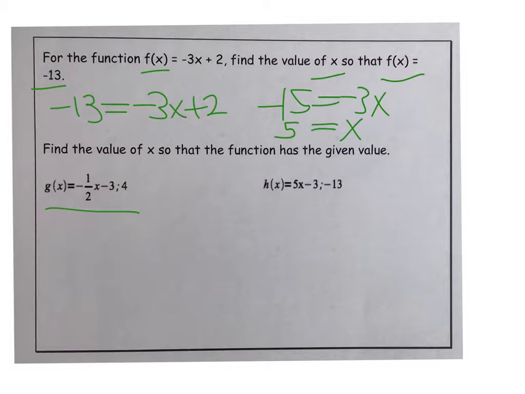So I'm going to try this one, then you can try the next one. In this case, g of x is equal to negative 1/2 x minus 3, and the function's value is 4. So it says, so that the function has a given value, find the value of x. So we're looking for x.